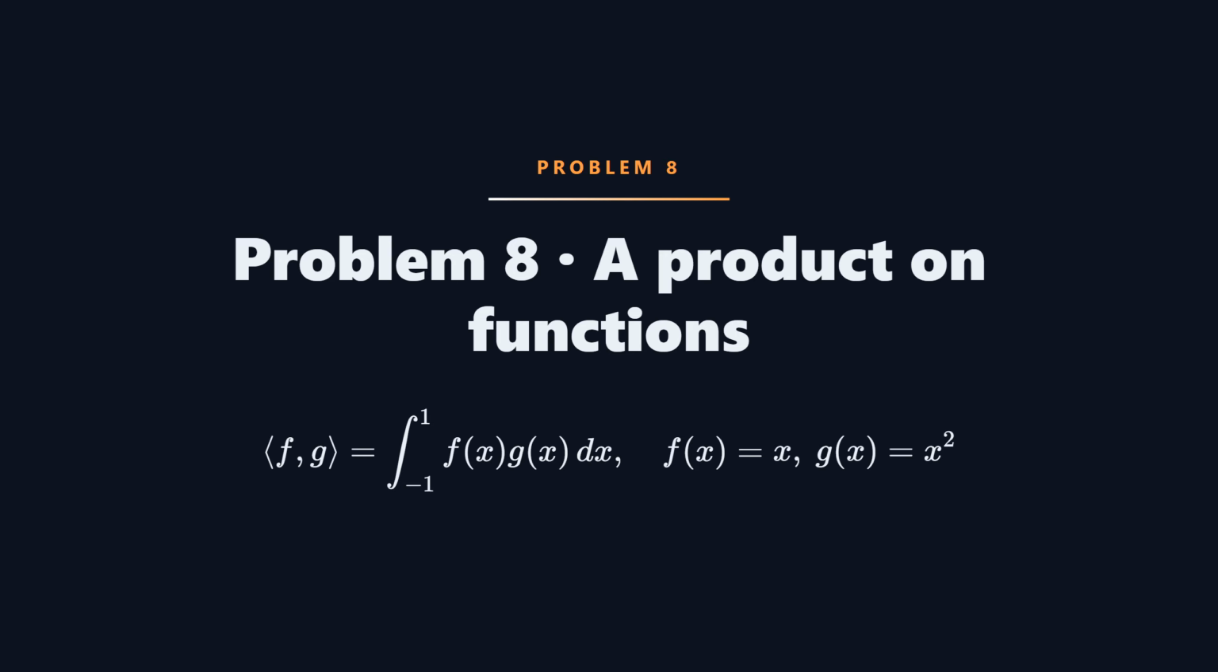Problem 8. Push it further. The vectors are now functions, paired by the integral of their product over -1 to 1. Find the length of f of x equals x, and show that x and x squared are orthogonal. Pause and try.